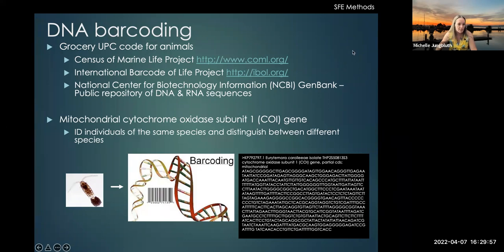And within invertebrates and many other organisms, this gene has been shown to be very good for getting you a species level idea of an organism just based on the rate of mutation of the DNA base pairs, where you can use it to identify individuals of the same species and distinguish between different species. Now, of course, it's a little fuzzy and it differs between very different phyla of organisms, but we know for zooplankton this works very well.